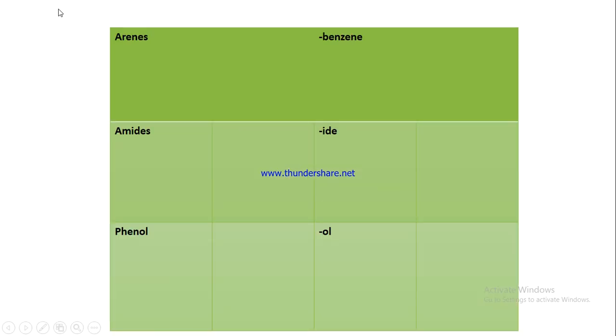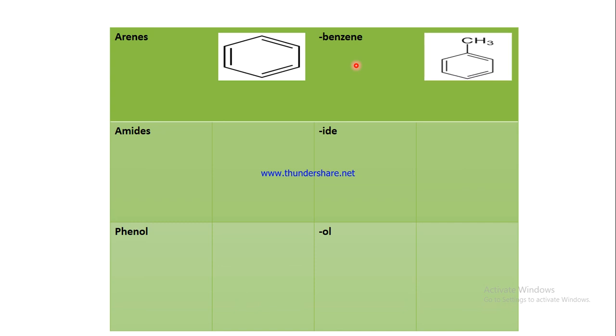Our next homologous series here, we've got our arenes, denoted by a benzene ring, and automatically, the benzene becomes the prefix for this particular homologous series. And our example here, we've got methyl benzene. As you can see, there is our other group bonded to this benzene ring. It automatically becomes methyl benzene.